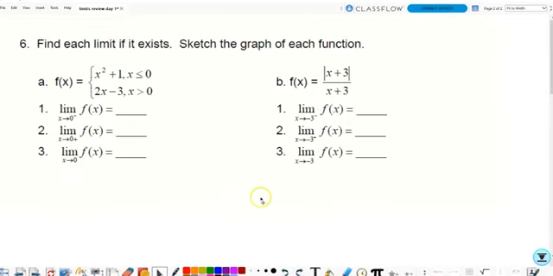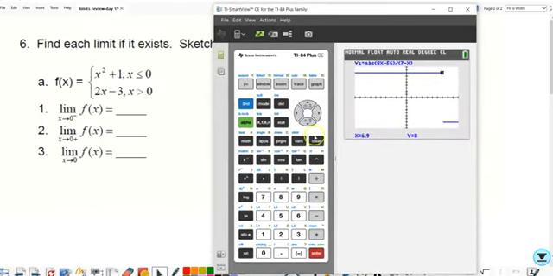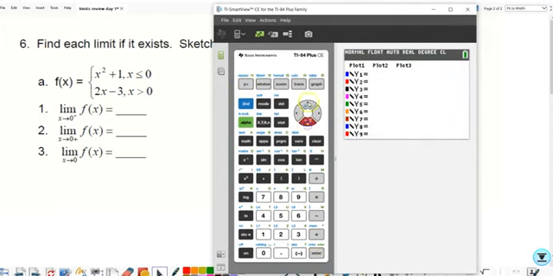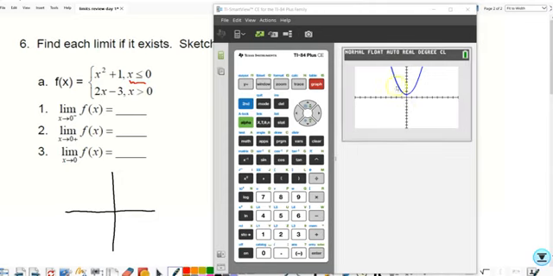Find each limit if it exists, sketch a graph. Okay, so for this first graph, there's pieces. And as I sketch it, I'm only going to sketch each piece for when x is less than 0, or this piece when x is greater than 0. So let's start. We got x squared plus 1. So when I hit graph, I'm going to get the entire graph. And I don't want the entire graph of x squared plus 1. I only want x's less than 0, which are over here. So I can see that vertex is at positive 1. This less than or equal means this would be a closed point.